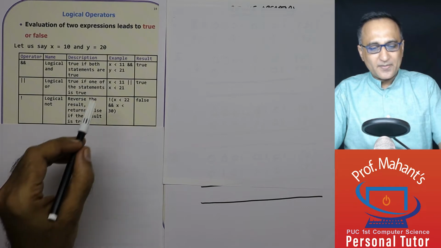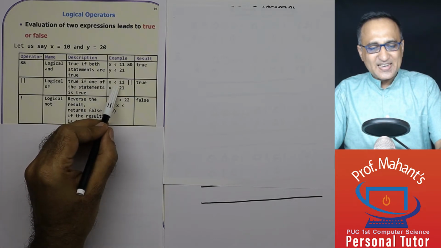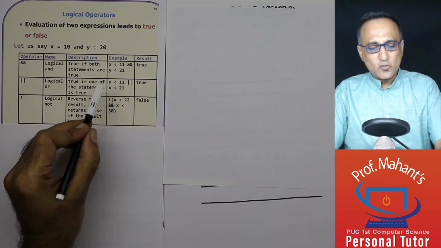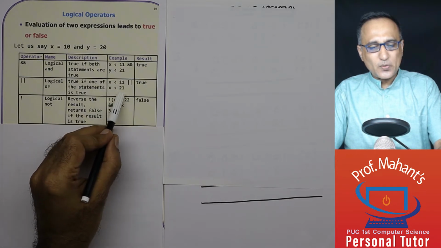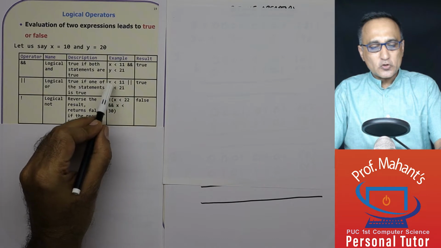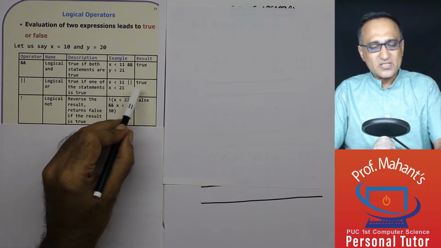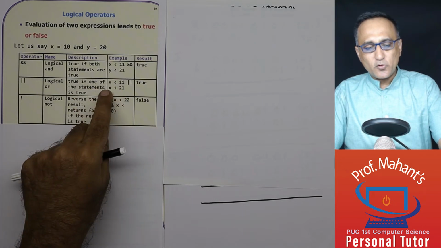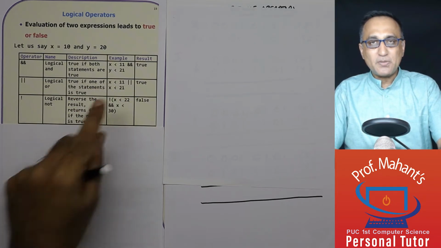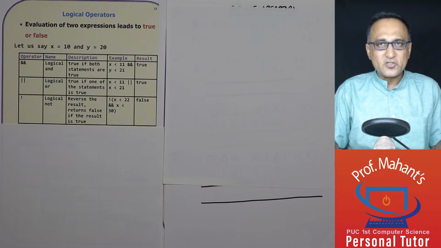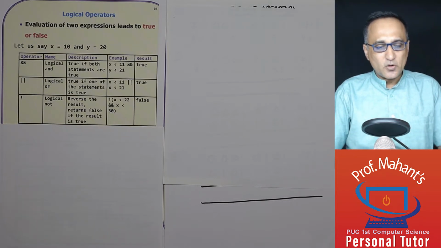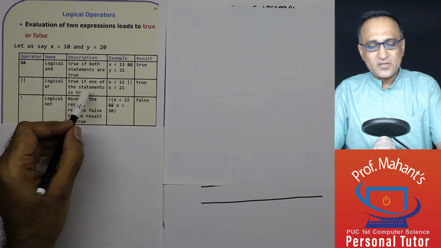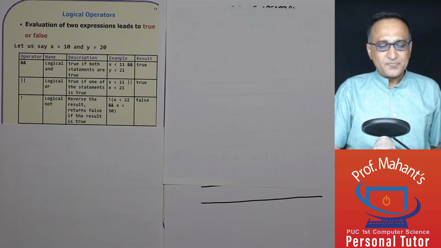Now take a look at it. X is less than 11. This is true. 10 is less than 11 is true. X is less than 21 is also true. So here both are true, so this happens to be true. So the minute one part is true, it will not even go to this part to check it, because OR means if any part is true, the complete thing is assumed to be true. So what it means is true if one of the statements is true.